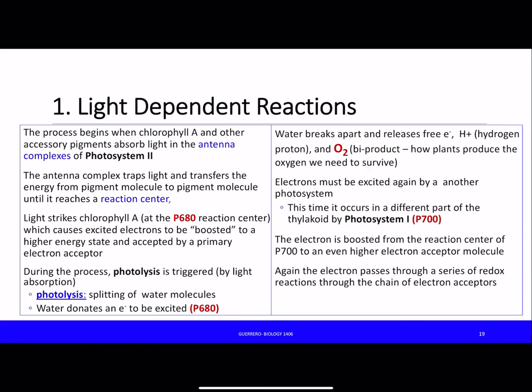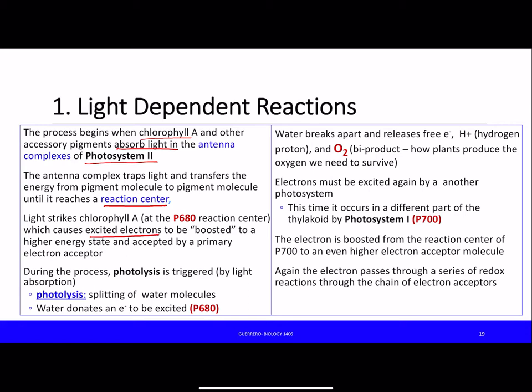Okay, so like I said, the process begins when your pigments, your chlorophyll and other pigments, absorb light, and that happens in photosystem 2. So pigments absorb light in photosystem 2. Now we're going to pull the energy from the light and transfer it to the reaction center in photosystem 2. This is going to excite the electrons, and they are going to move because they're going to be accepted by a primary electron acceptor.